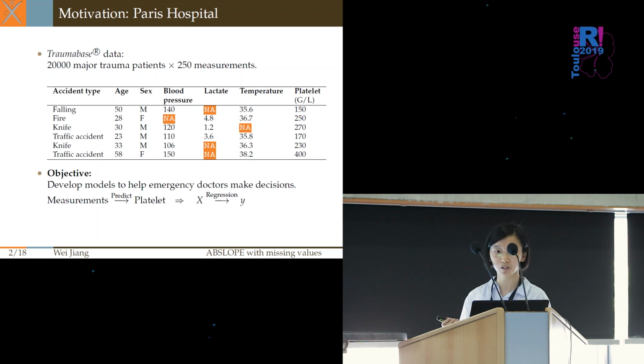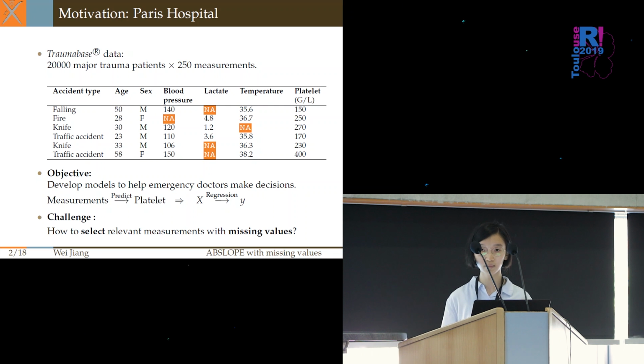For example, based on the measurements of patients, we want to decide the level of platelets, which is an important blood component. From a statistical point of view, we aim at performing predictive models based on the predictor variables X to explain the response Y. The simplest example is linear regression. However, the challenge here is how to select relevant measurements in the presence of missing values. As we can see here, there are lots of missing values in this data.